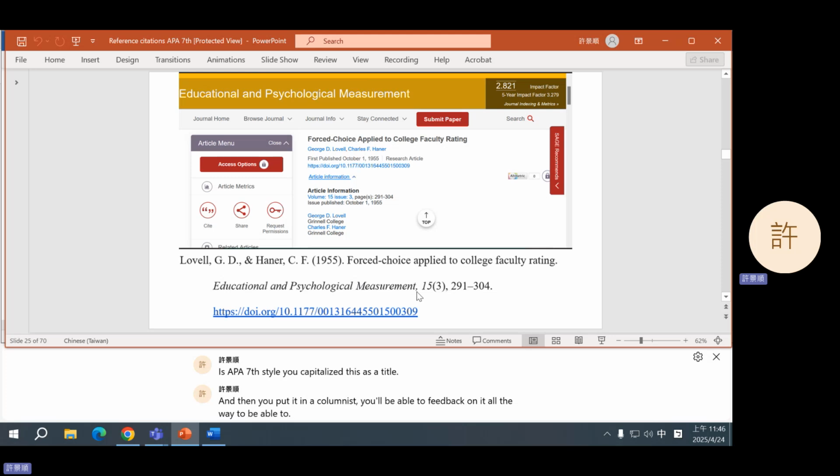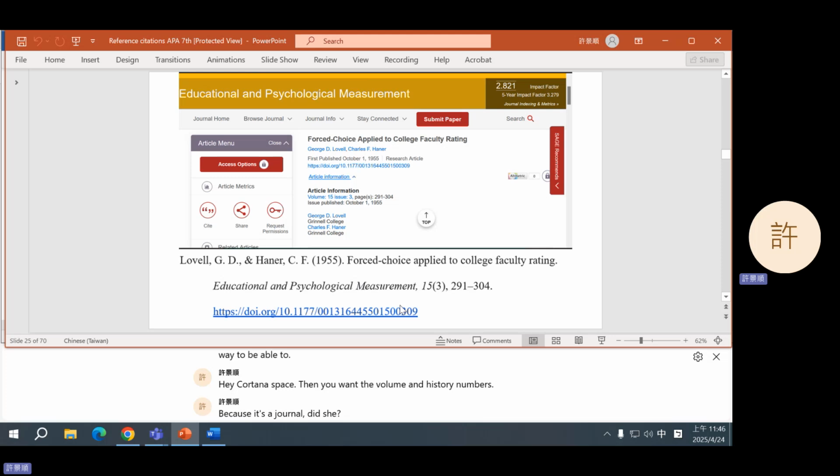then a comma, space, then you want the volume and issue number, because it's a journal, you will have volume and issue. It's here, volume 15, issue 3. The volume is still italicized. The italics go from the beginning of the title to the end of the volume.